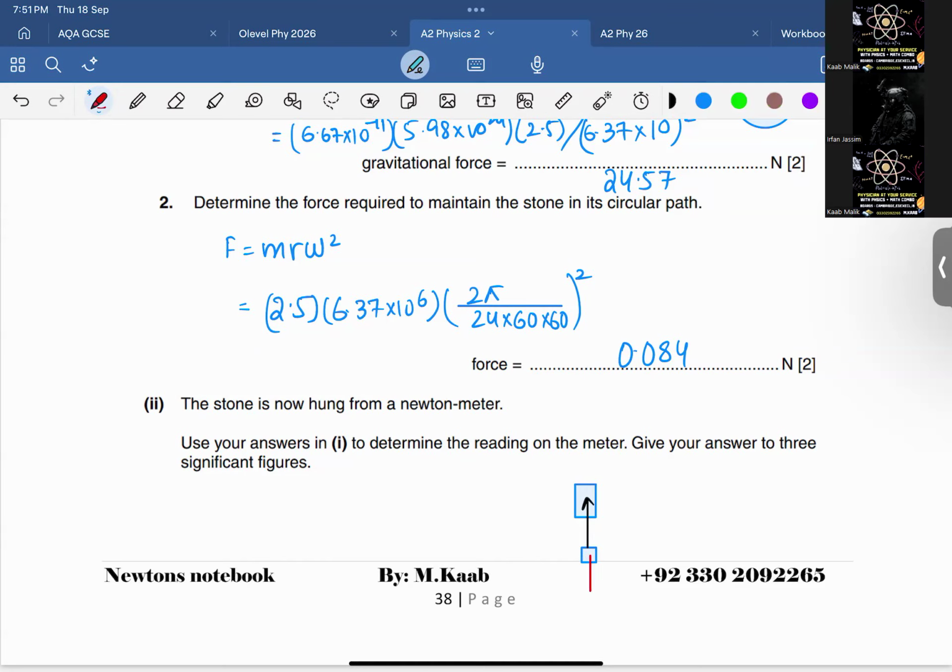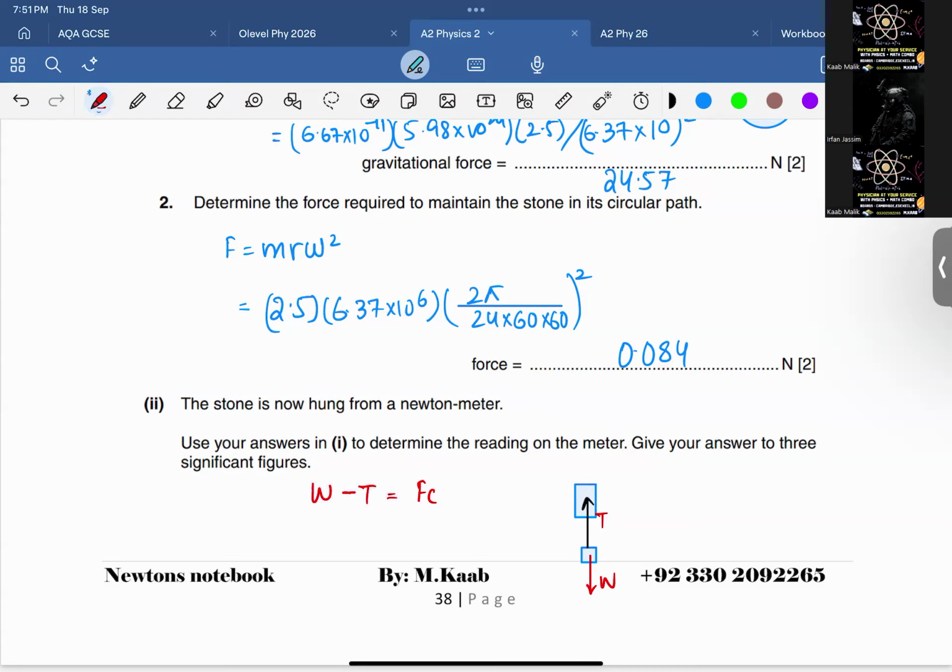And we have the weight and the centripetal force. The tension in the spring of the Newton meter is acting upward, and the weight minus the tension gives me the centripetal force, which is basically the resultant force. Don't write it this way, just put the value.